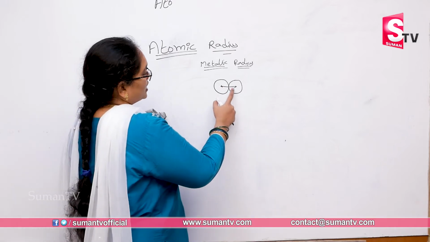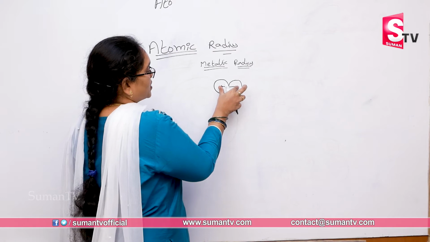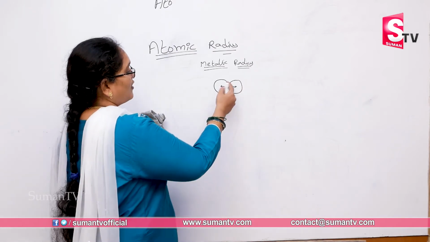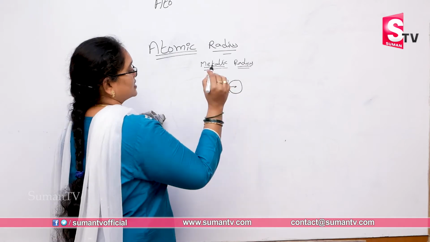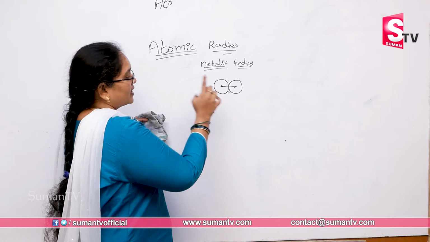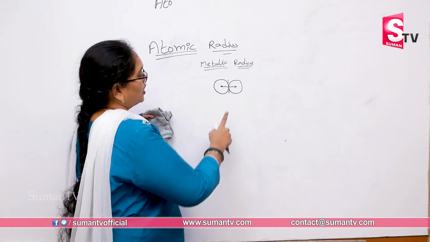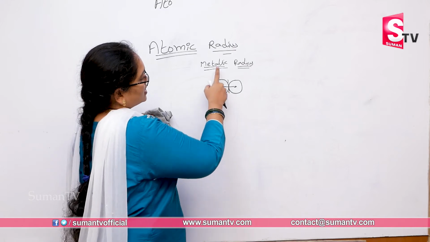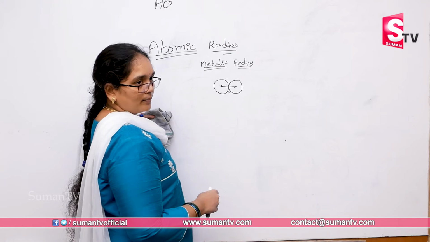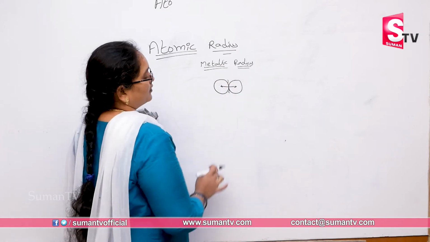Half of the internuclear distance, between the nuclei of atoms bonded through a metallic bond, we call the metallic radius. This metallic radius is only measured for metals. Metallic radius is only applicable for metals.